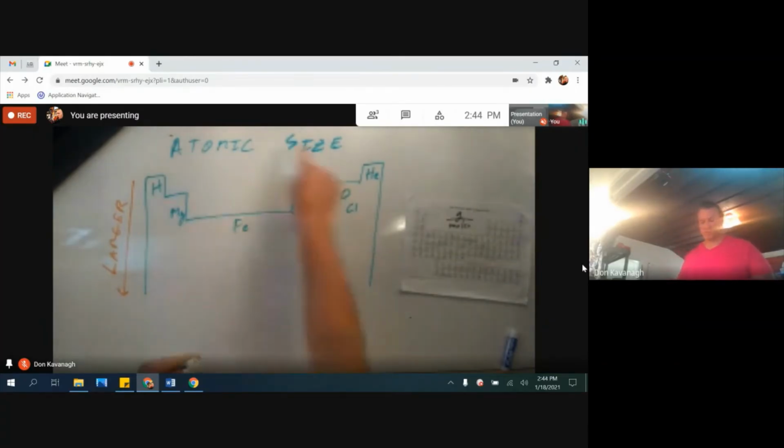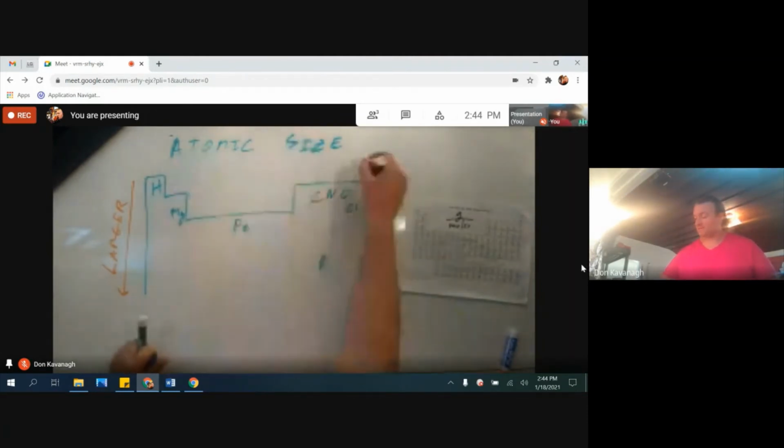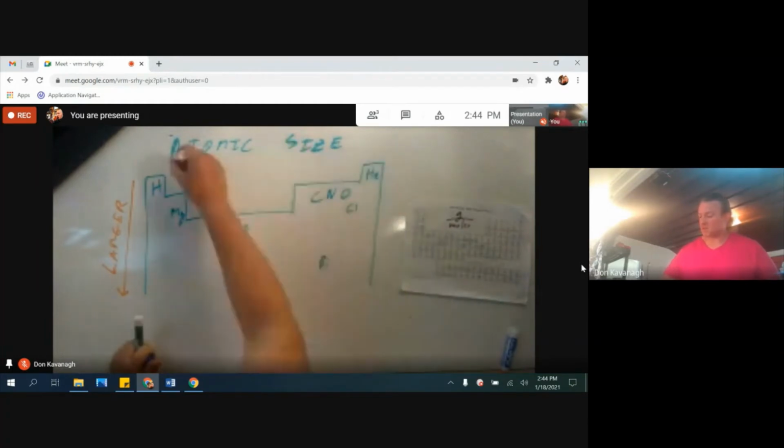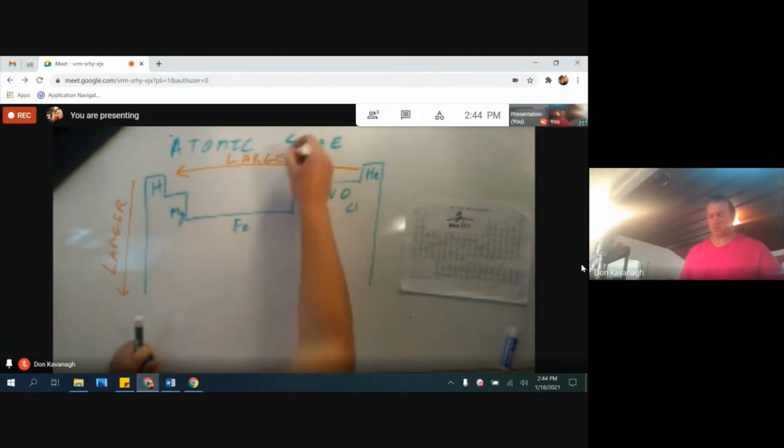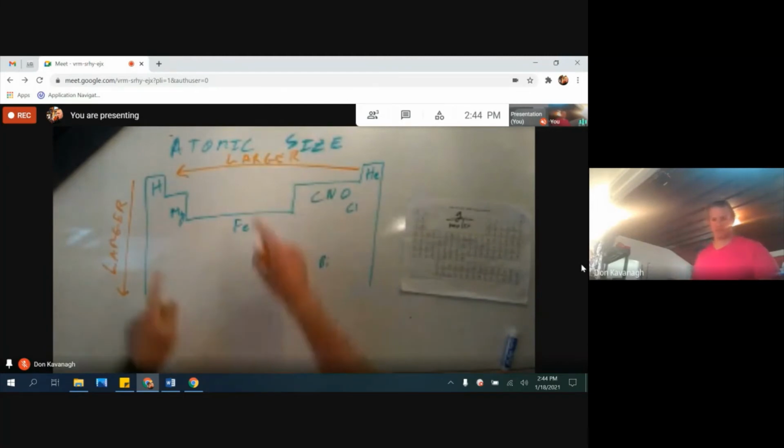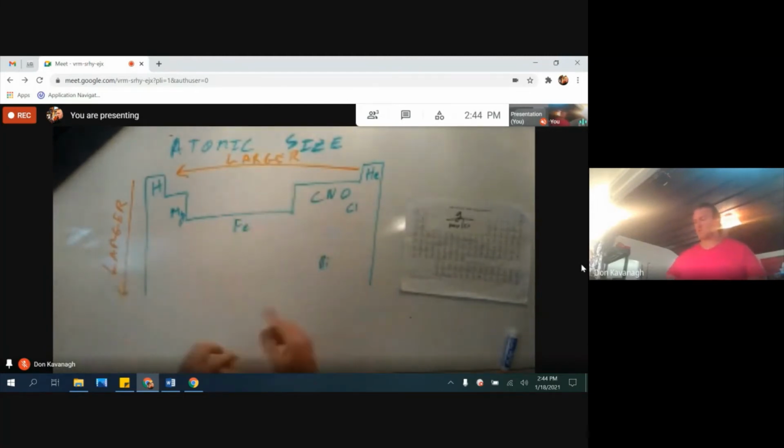Left to right. When you go right to left, the atoms get larger on the periodic table. This has to do with a combination of the attractive force of the nucleus while you are adding electrons.